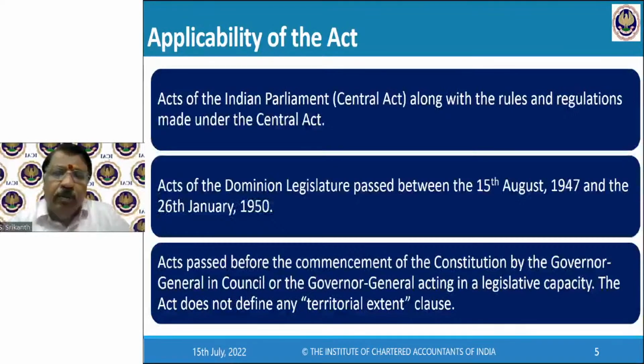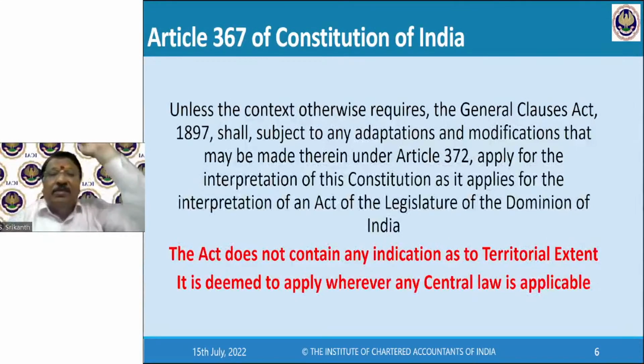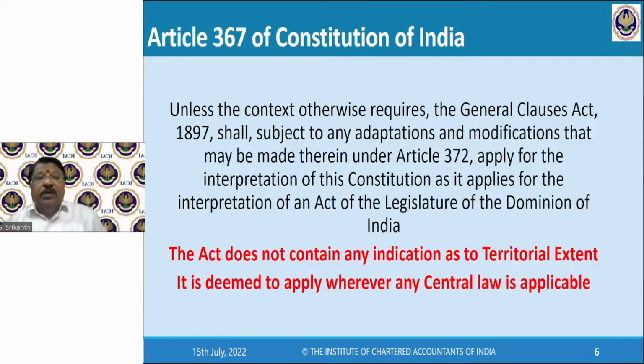Okay. Now, coming back to the point, this is theory. Now, unless the context otherwise requires, the General Clauses Act 1897 shall, subject to any adaptations and modifications that may be made therein under Article 372, apply for the interpretation of the Constitution as it applies for the interpretation of an act of the legislature of the Dominion of India. So even the Constitution will be subject to this law. If you find any confusion in the Constitution, you can use the General Clauses Act. Of course, the Constitution itself has an interpretation section which can provide.